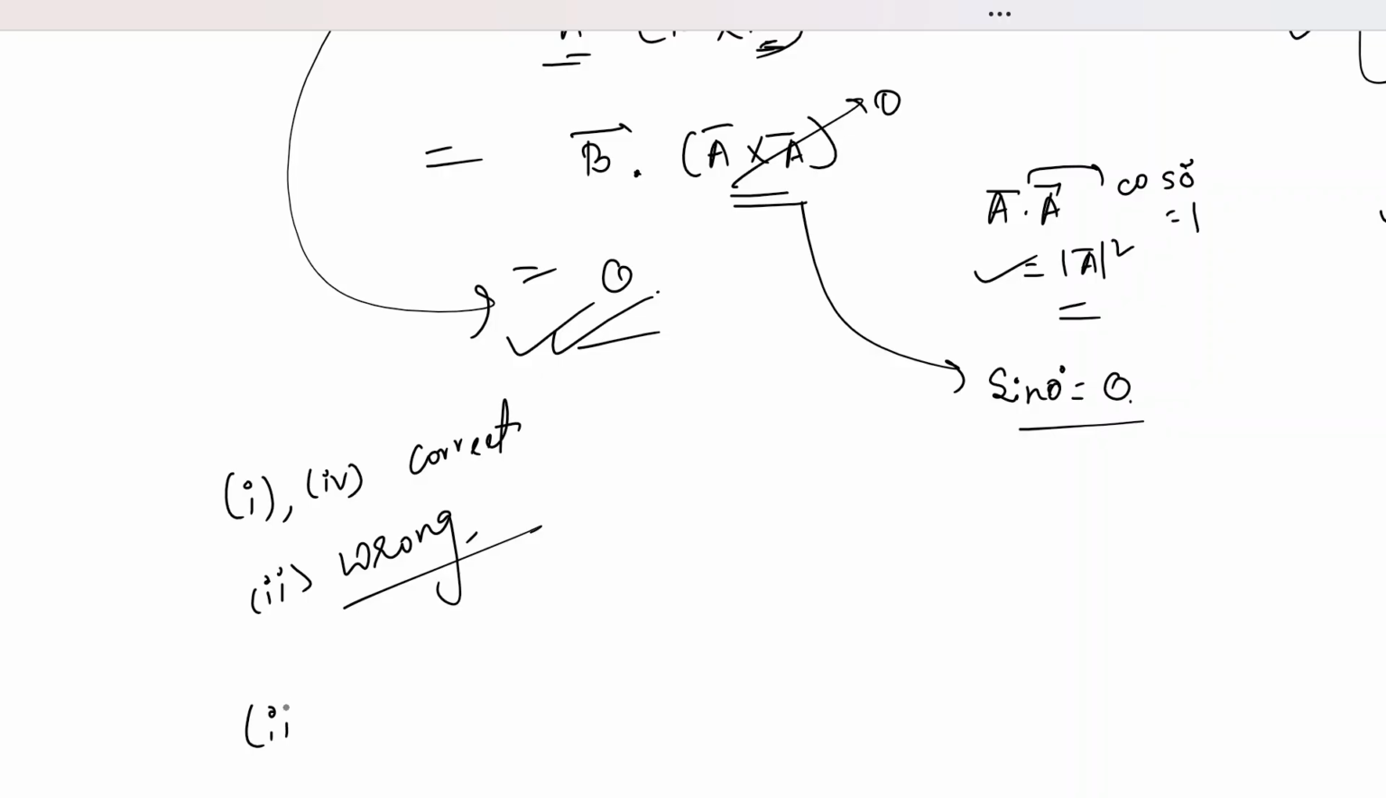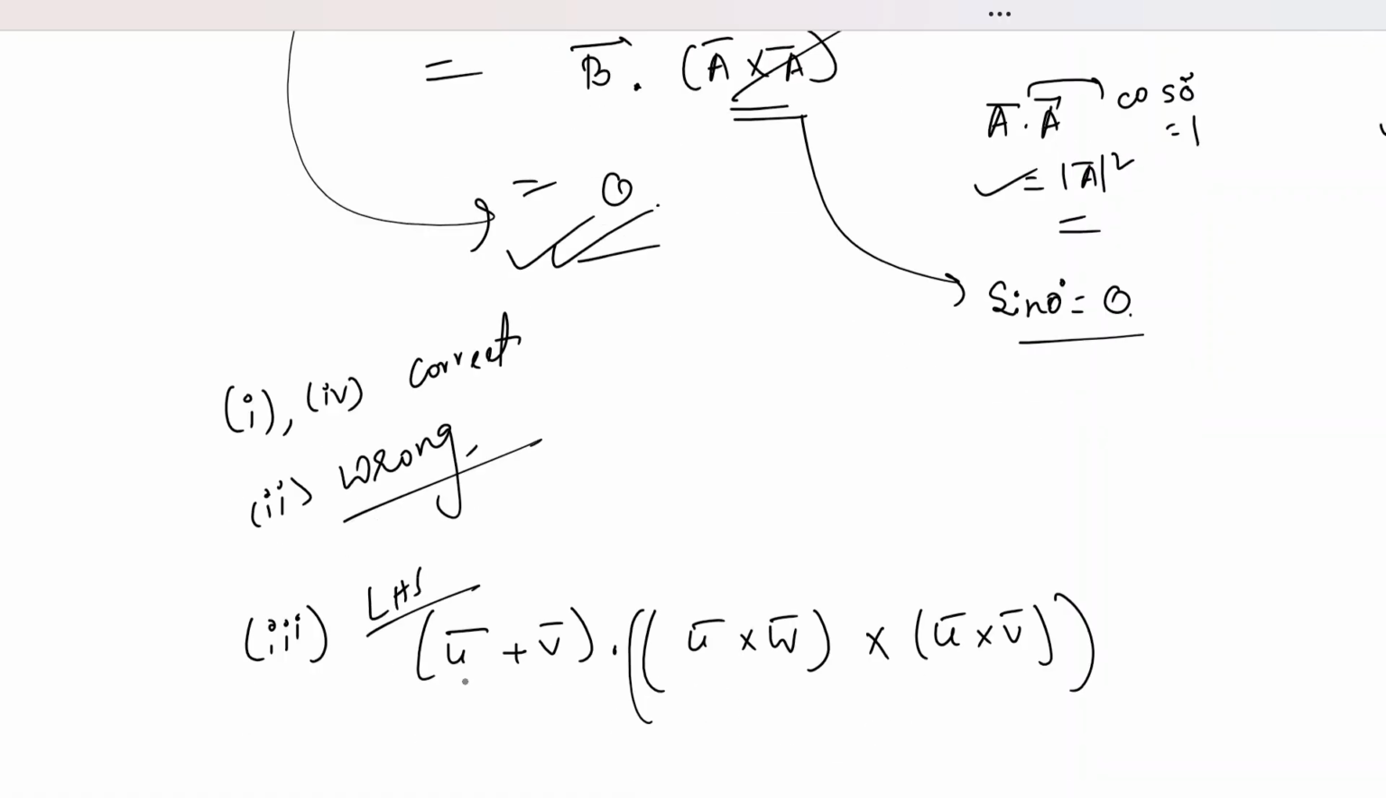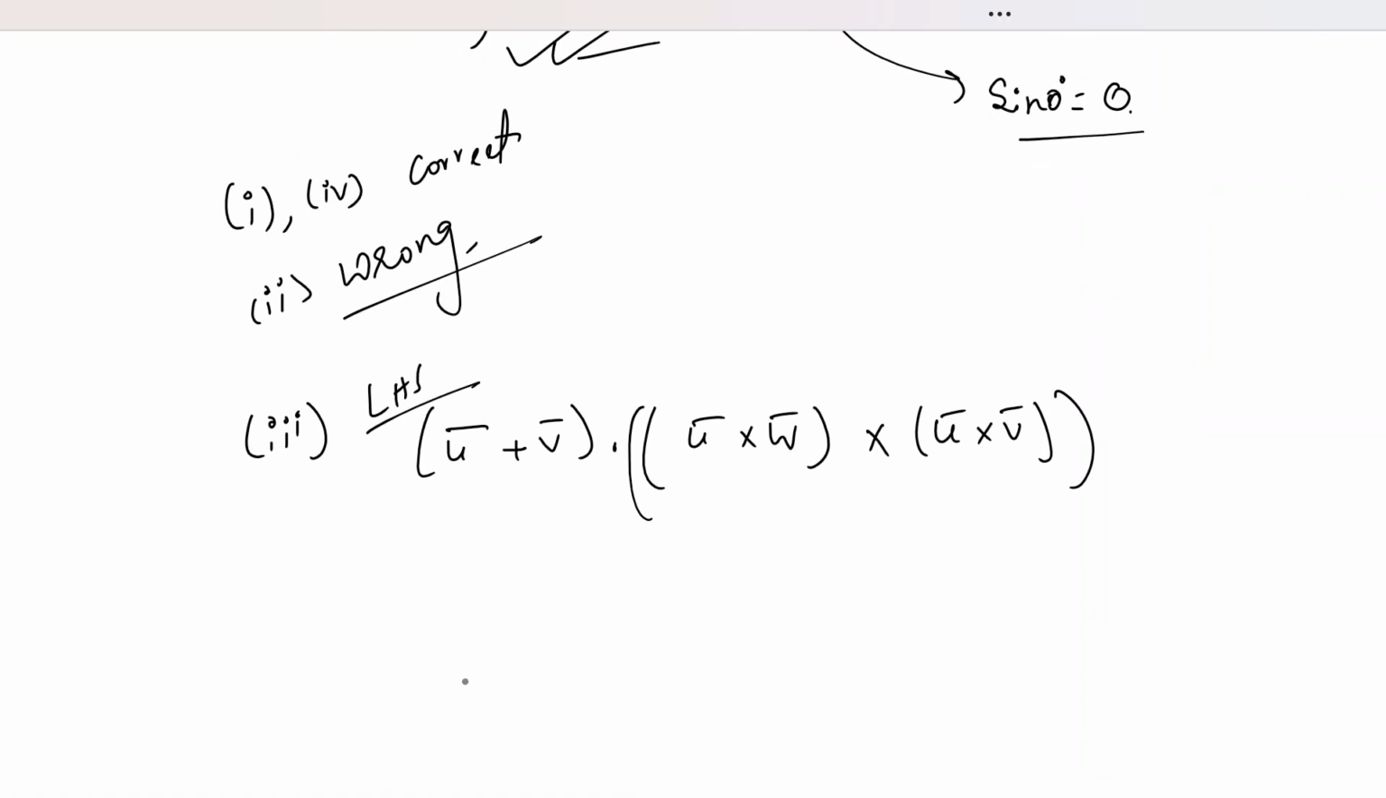And similarly for option number 3, you can check for yourself that it is also incorrect, because the right hand side will not be 0, because that had an expression like u dot v dot u cross w cross u cross v. So if this is your LHS, can we check whether the RHS will be 0 or not? So how should you do it? The first thing is that you have to assign each of the terms a vector, and you see that none of them are the same vectors.